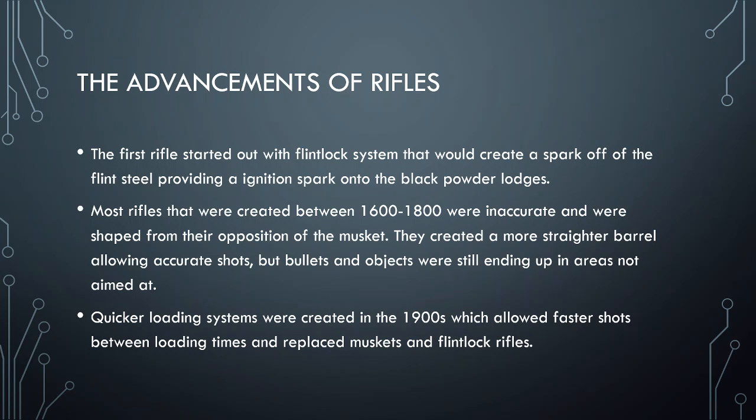Advancements of rifles. The first rifle started out with a flintlock system that would create a spark off the flint steel, providing an ignition spark onto the black powder. Most rifles created between 1600 and 1800 were inaccurate and were shaped from the opposition of the musket. They created a straighter barrel, allowing more accurate shots, but bullets were still ending up in areas not aimed at. Quicker loading systems were created in the 1900s, which allowed faster shots between loading times and replaced muskets and flintlock rifles.